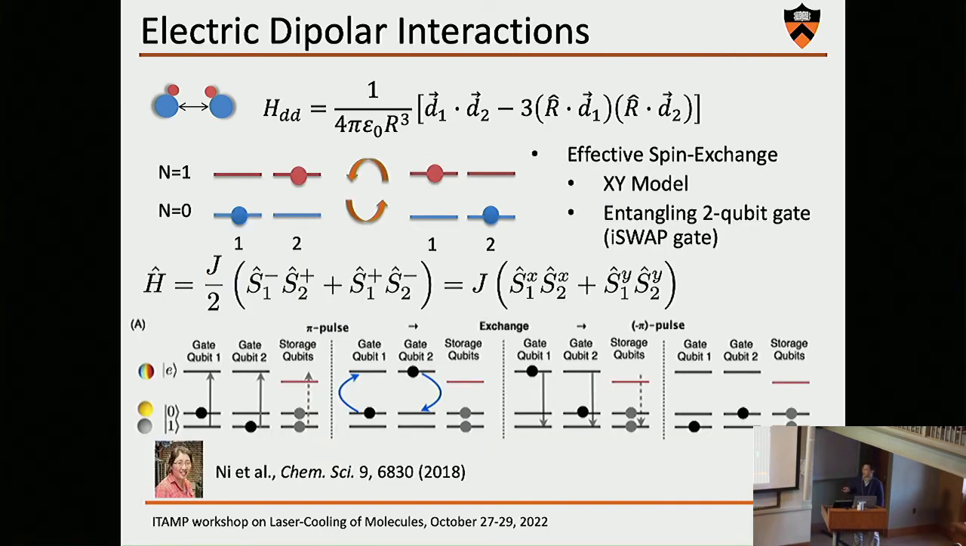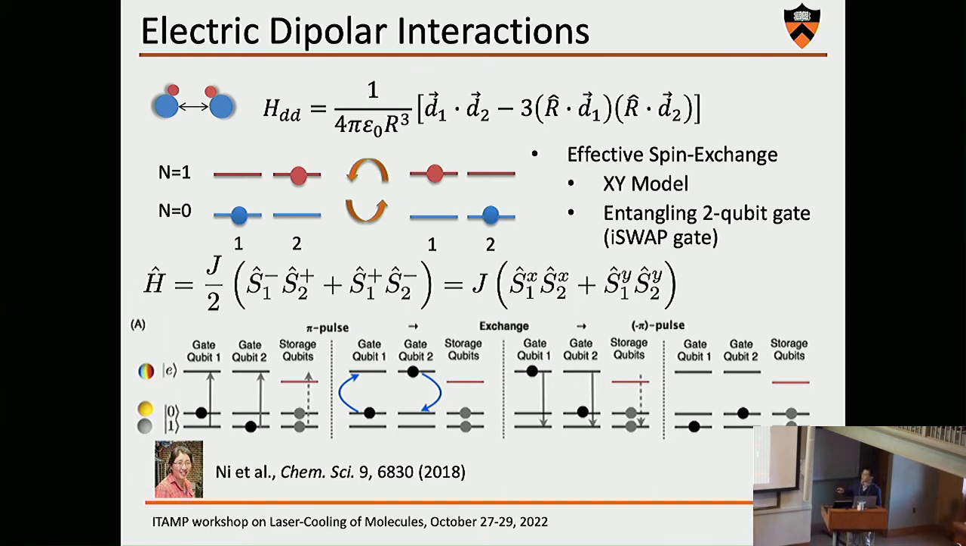So this means that another way to look at this interaction with resonant spin exchange is that we have implemented the building block of a quantum spin model known as the XXZ model. And this interaction, if you apply it for a very specific time, can actually lead to entanglement of two molecules.